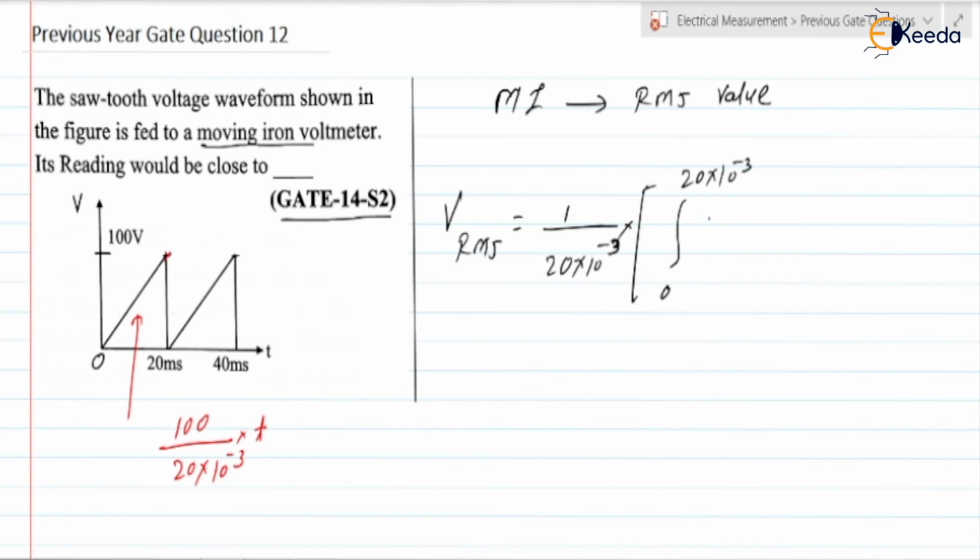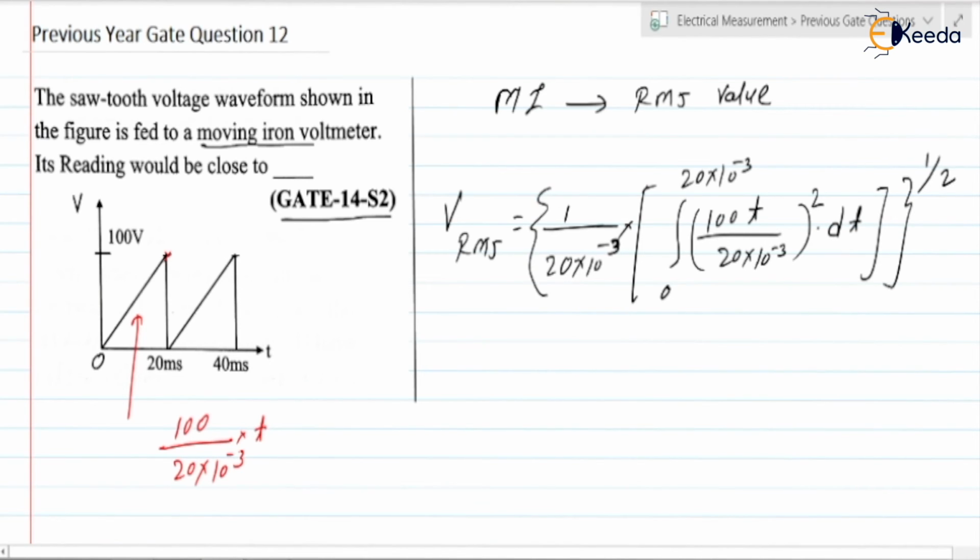Okay, so it is 100 into t divided by 20 into 10 to the power minus 3, square, into dt, to the power 1 by 2. So it is a square root of mean of squared value. Right, now we need to simplify it. I am taking this 20 into 10 to the power minus 3 bracket square again out of the square root, so it will be like 20 into 10 to the power minus 3, and this is the under root 20 into 10 to the power minus 3, so it is 20 into 10 to the power minus 3 into under root 20 into 10 to the power minus 3.